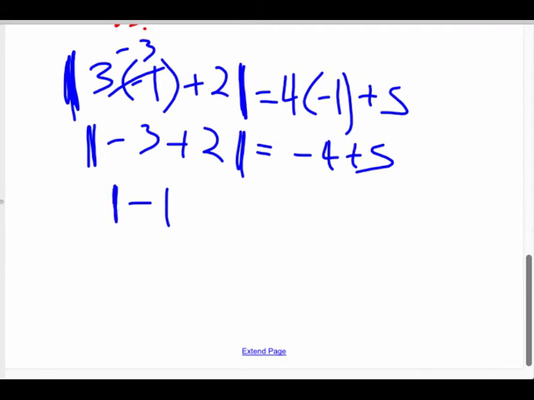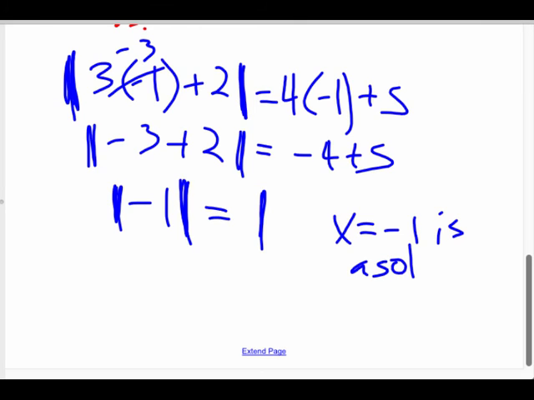Yeah. Negative 1 absolute value is equal to positive 1. That's good. That's true, right? Because the absolute value of negative 1 is equal to positive 1. So the only solution then would be x equals negative 1. Does that make sense? Yeah.